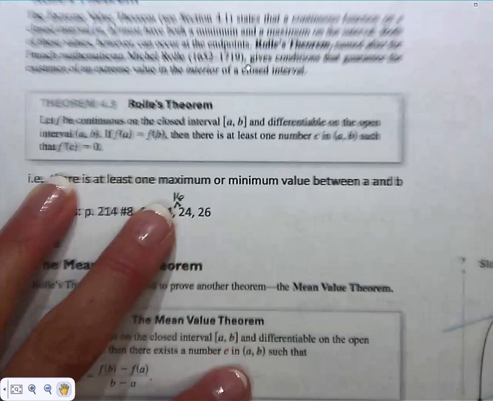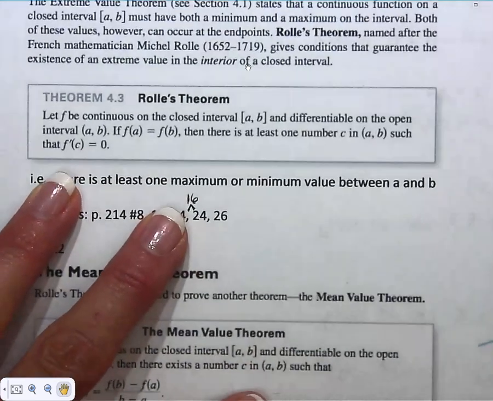Rolle's theorem says let f be continuous on a closed interval from a to b.